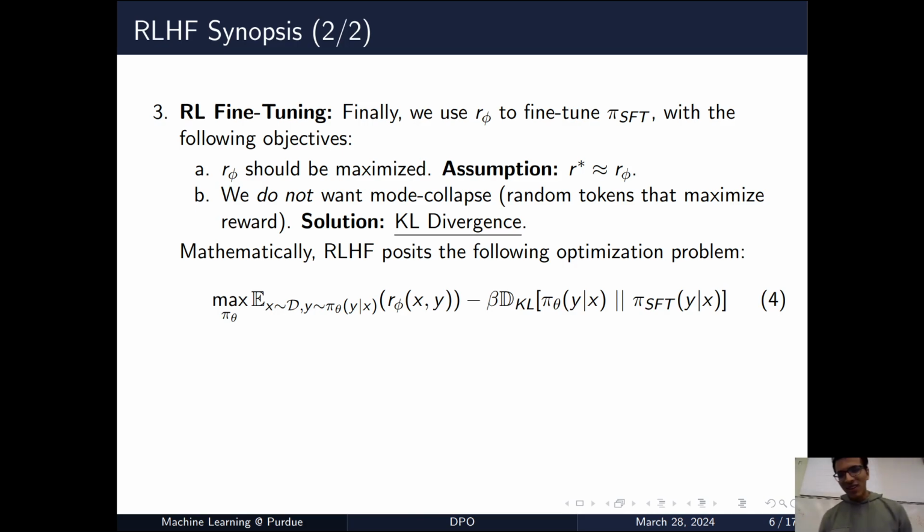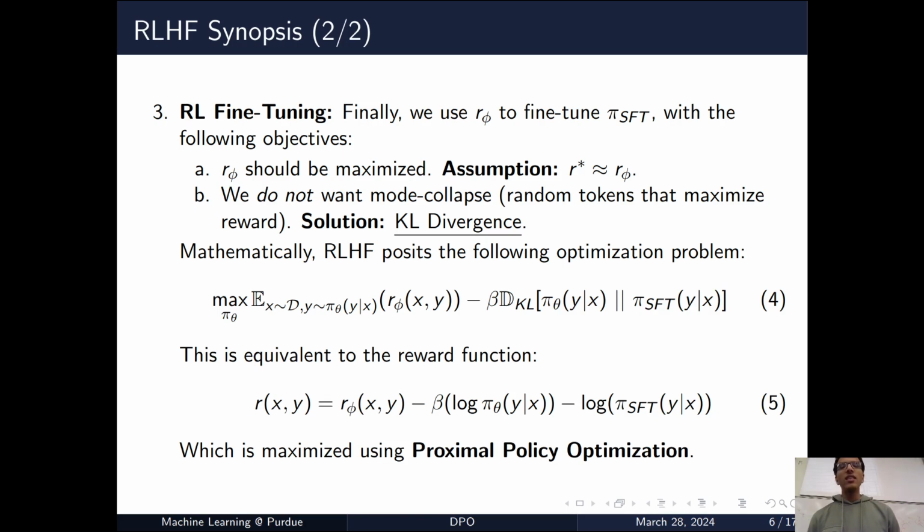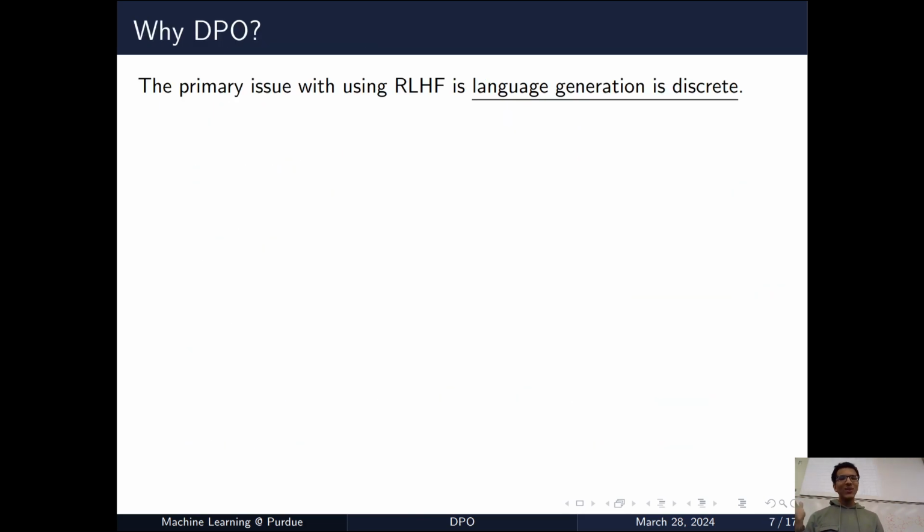I'm happy. Cool. This is equivalent to the following reward function, which we maximize using proximal policy optimization. If we just look at the reward function over here, this is the r sub phi x comma y, and then the KL divergence with the actual equation for KL divergence. That's our reward function. We maximize the reward using PPO, and that's RLHF. Now let's go to DPO.